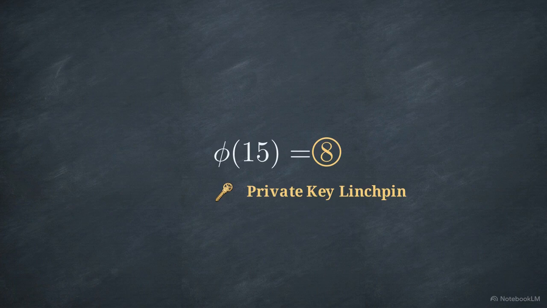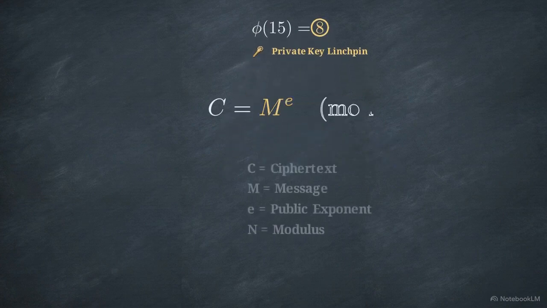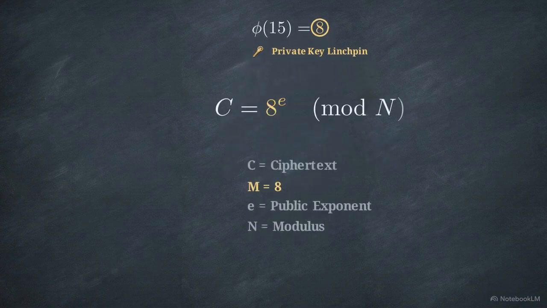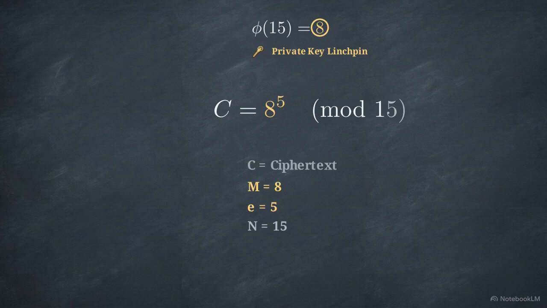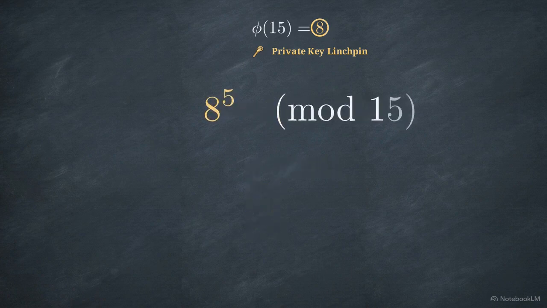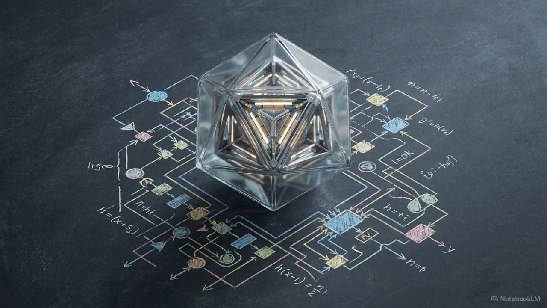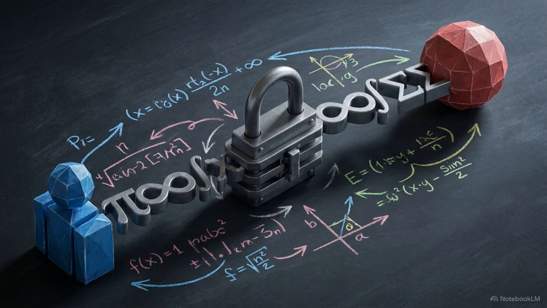For the final encryption step, using public key E equals 5 and message M equals 8, we take the message to the power of the public key, modulo n, 8 to the power of 5 mod 15. The resulting ciphertext can now be sent safely over the open web. The protocol has mathematically forced a secure key exchange between two parties without any prior trust.